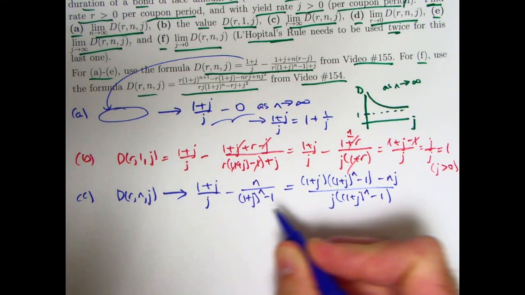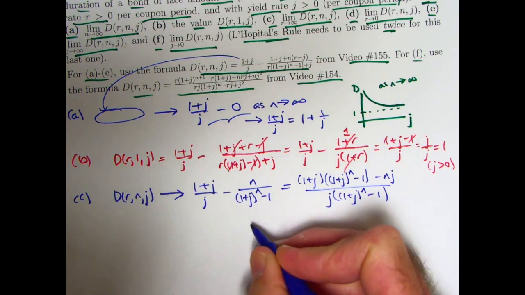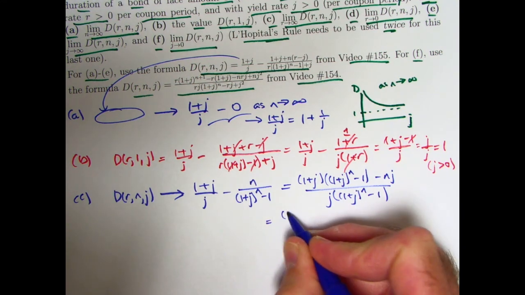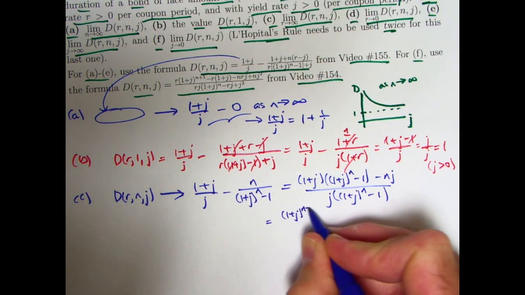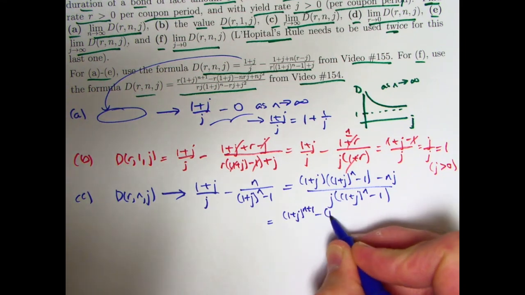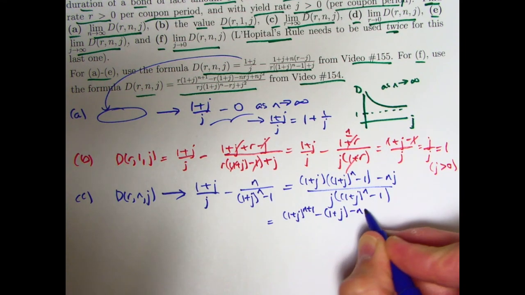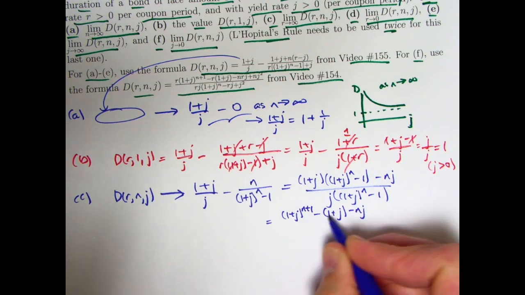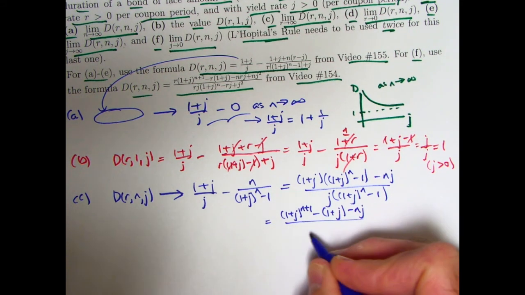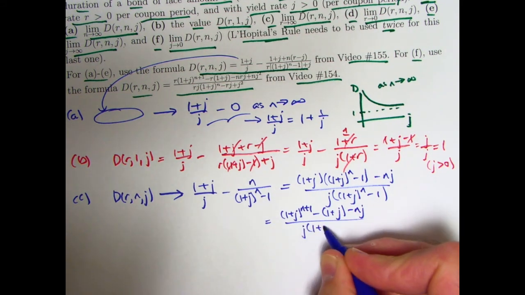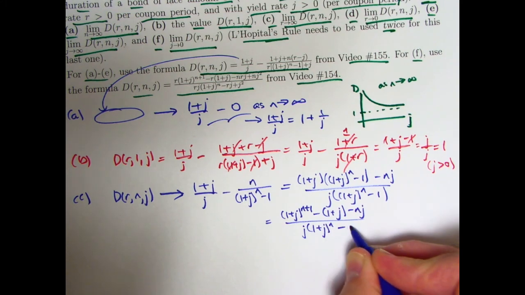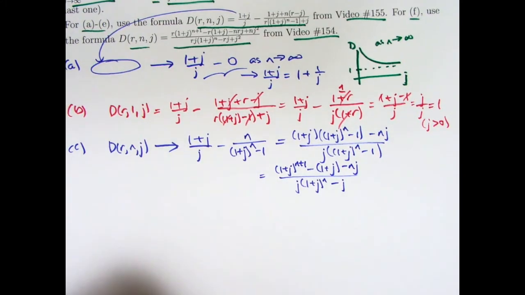You could write it that way. You can also expand out the top and the bottom for that matter. You could write it as 1 plus j to the n plus 1 minus 1 plus j minus nj. You could combine those terms involving j if you like. There are lots of different ways you could write this answer. Okay, but you can't really write it in a much simpler way.